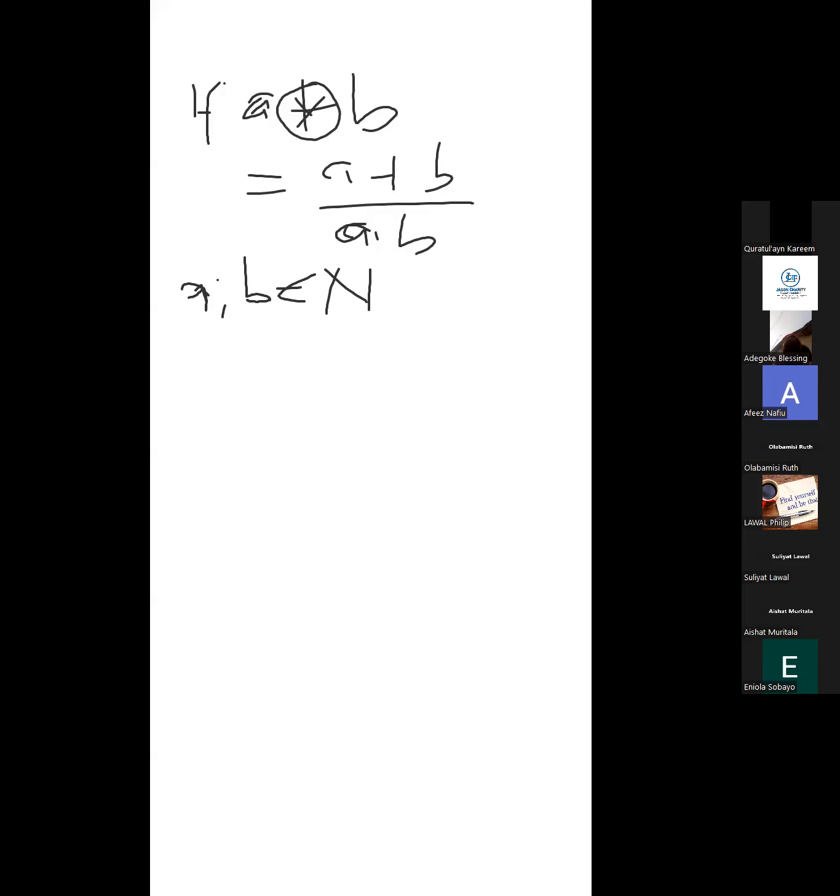Pick any 2 natural numbers, anyone. We want to check whether there will be closure. Because they can ask, is this binary operation closed under the set of natural numbers? That's the question they will ask you. I may not be able to write everything on the screen, but you need to pay attention to this. I also believe the video is being recorded, so you won't have issue with listening over and over. Pick any 2 natural numbers, any 2 whole numbers.